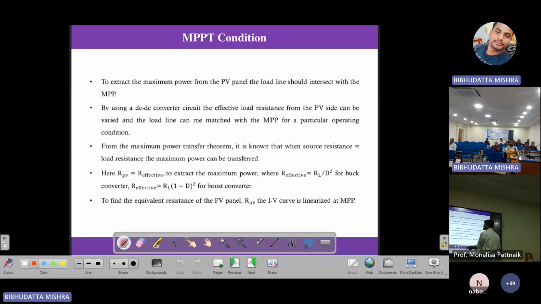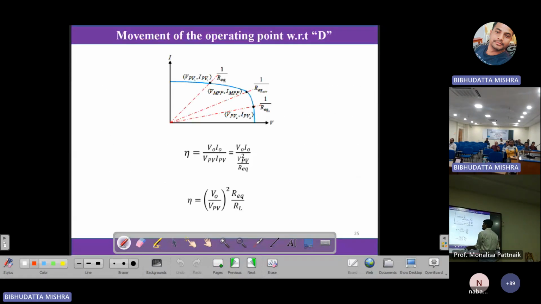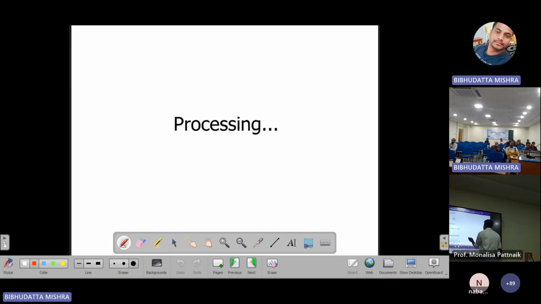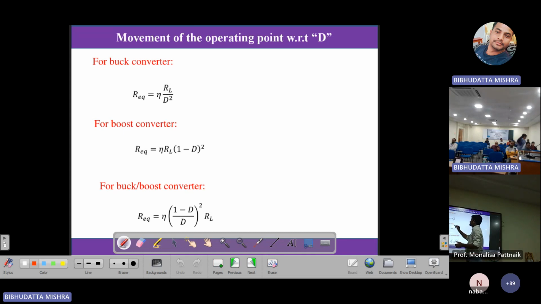This is MPPT, and now what we can do is also consider efficiency as a factor, because 100% efficiency does not exist all the time. So if you include the efficiency of the converter, then there will be a slight change. So these all are PV.